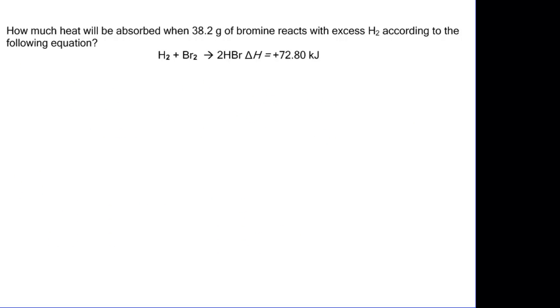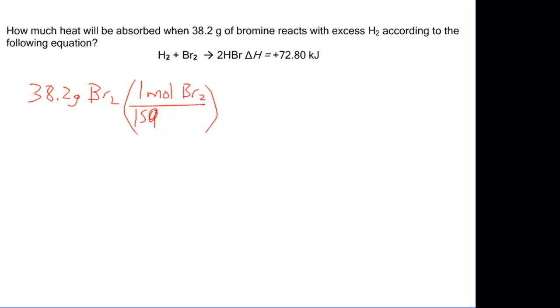Now we can use these in stoichiometry problems. So here's an example of a typical problem. How much heat is absorbed when 38.2 grams of bromine reacts with excess hydrogen, according to the following equation. So we're going to start with our given value, 38.2 grams, and remember bromine is a diatomic, so Br2. First thing we need to do is convert that to moles. 1 mole bromine for every 159.80 grams. We get this from the molar masses on the periodic table.